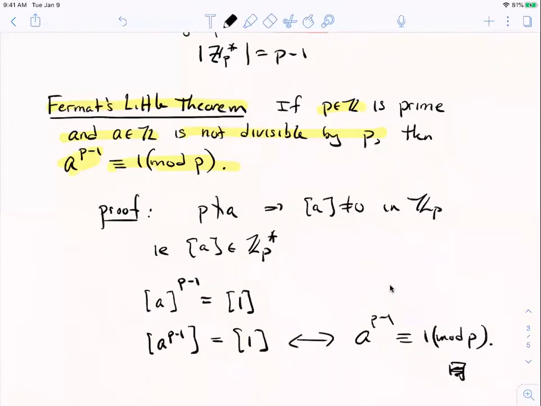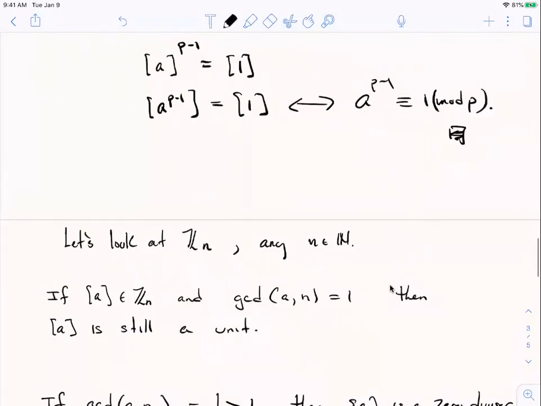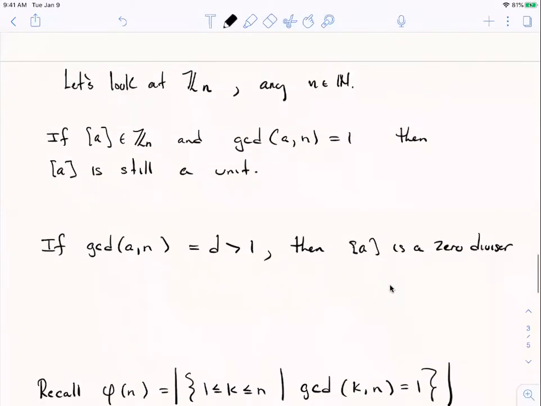Cool. Okay, I wanted to look at just one more topic in this video, trying to keep it short, but I wanted to relax the condition and look at Zn for any n. Because our work above would still show us something.